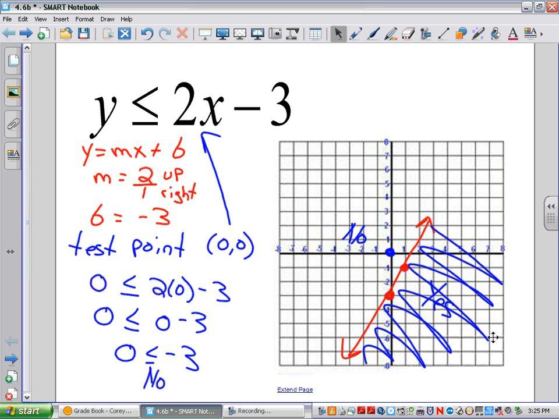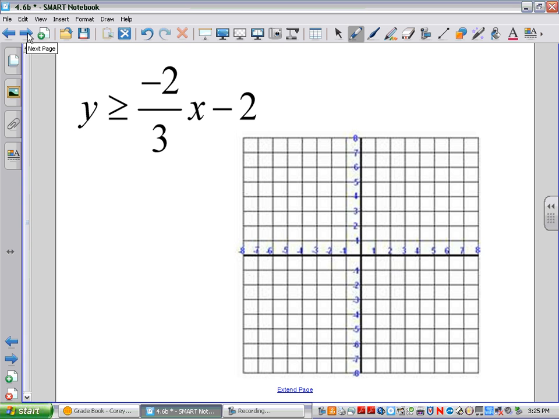Let's try another one. With this one, if you look up there, the way it's situated, my y-intercept is that negative 2 there at the end, and my slope is negative 2/3, which means I'm going to go down 2 and right 3. So let's plot those 2 points. Negative 2 first, so y-intercept is negative 2. Then from that point down 2, right 3: 1, 2, 1, 2, 3. And I would have a line right through there.